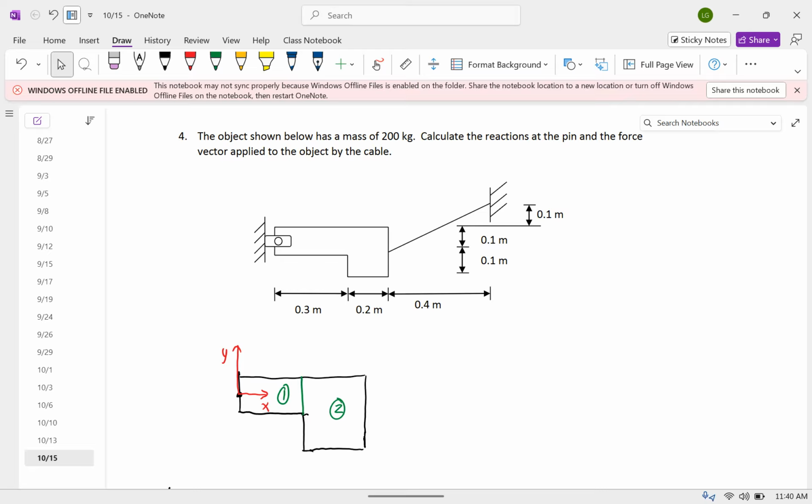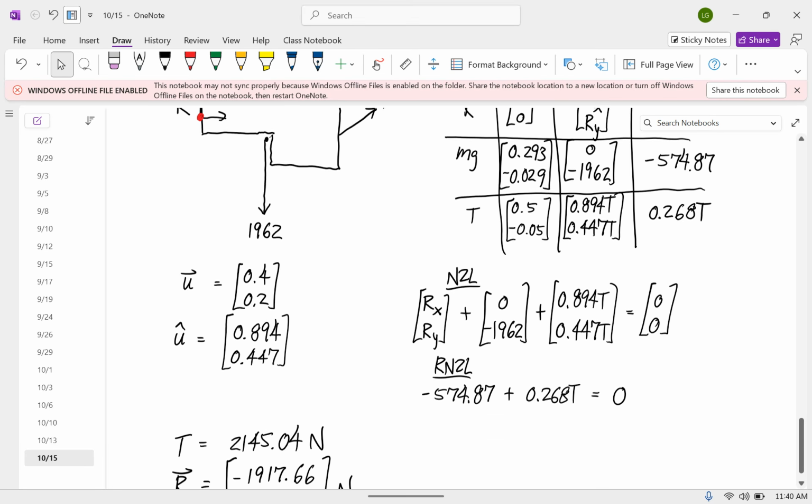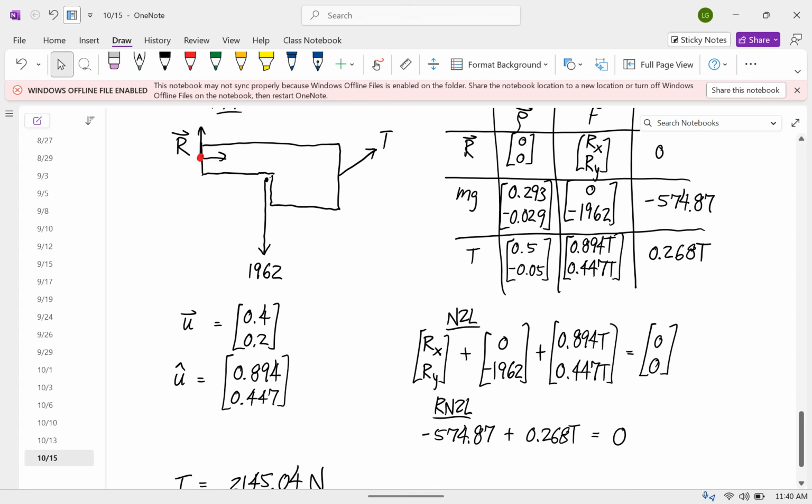Any other questions? Could you please explain how you find the vector of the tension? 0.4 and 0.2. So there are always two ways to do this. One is to figure out the angle and use cosine and sine. That only works in 2D. It really never works in 3D.